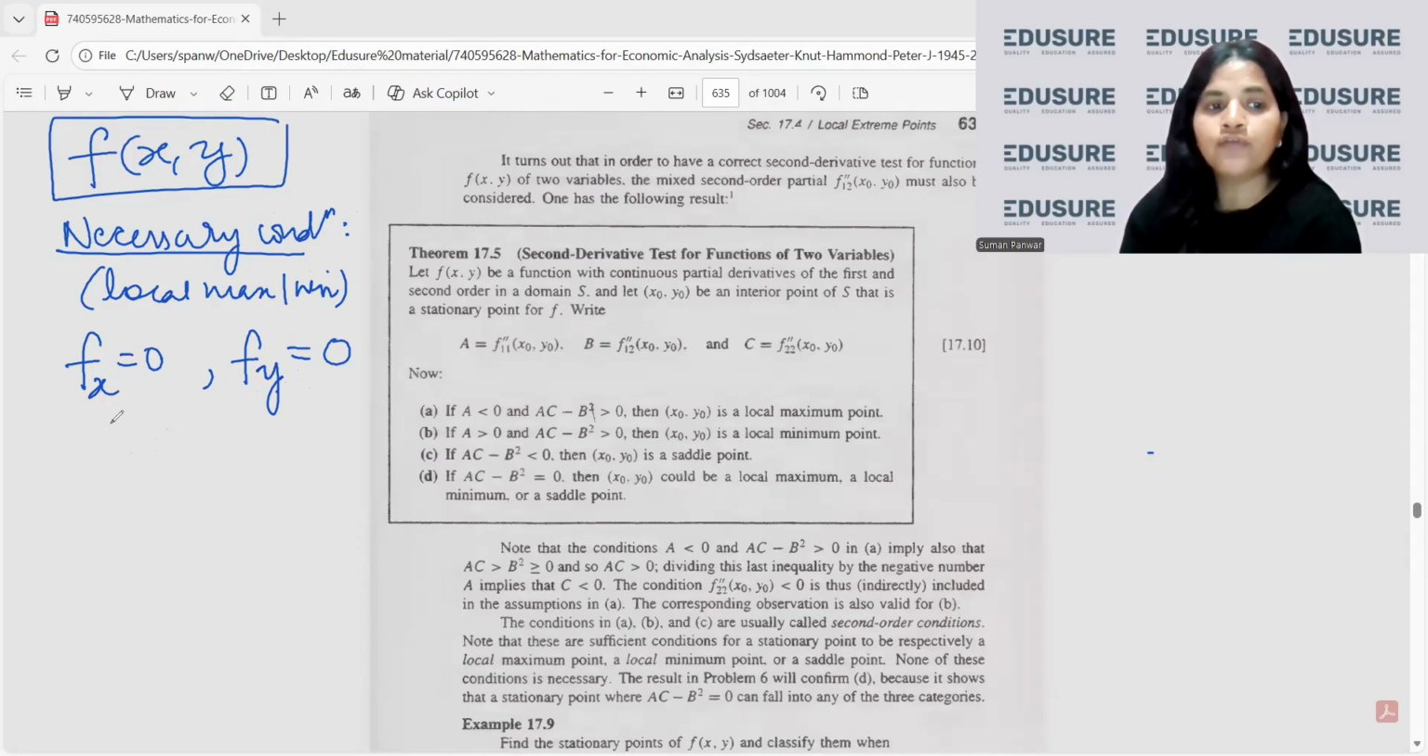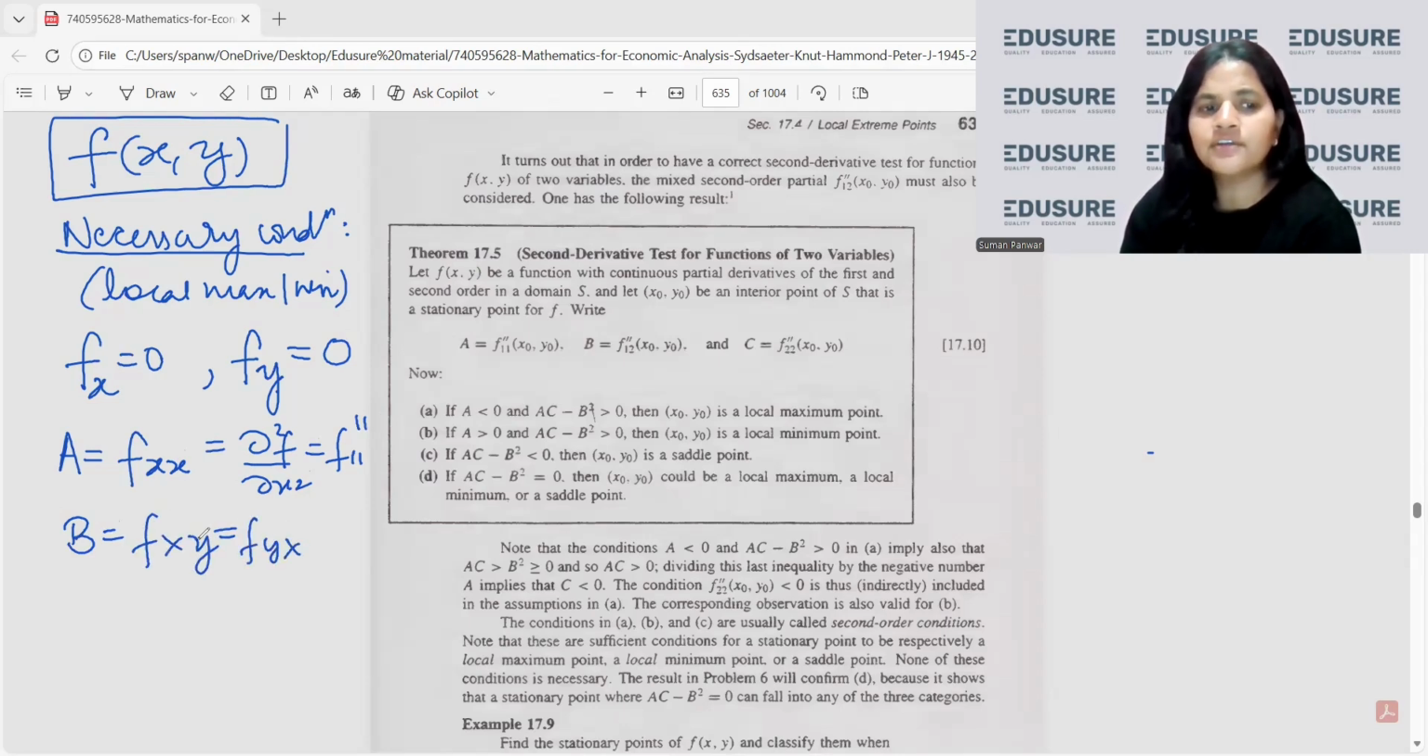Okay. Then what you have to do? Then you have to name such quantities. So A is equal to f_xx, that is, del 2f by del x2, or f11 double prime. These are the notations. And then similarly, your B will be equal to f_xy, or f_yx also. As per Young's theorem, these two quantities are the same if the partial derivatives are continuous in nature. So we are going to deal with those functions where these two partial derivatives will always be the same. Okay. And this is f12 double prime, and C is f_yy.